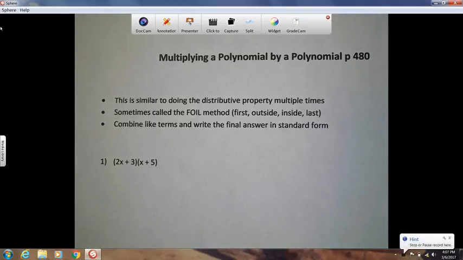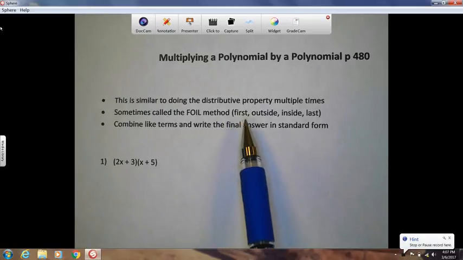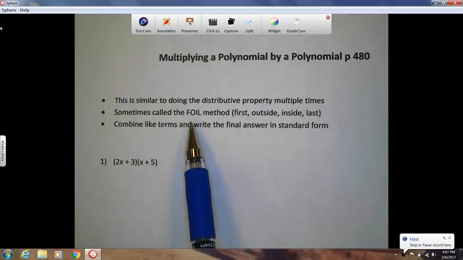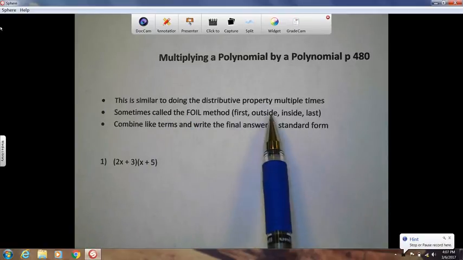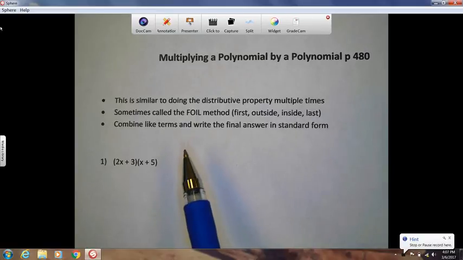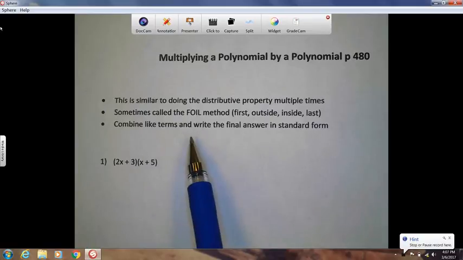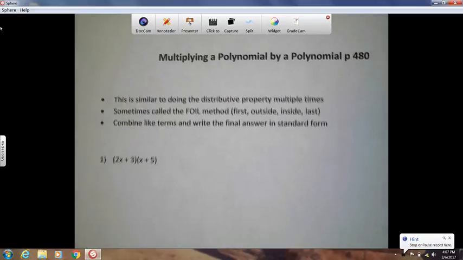This is multiplying a polynomial by a polynomial. So it's similar to doing distributive property multiple times. It'll sometimes be called the FOIL method. Stands for first, outside, inside, last. So I'll show you how that works. Make sure you combine your like terms and write your answer in standard form.